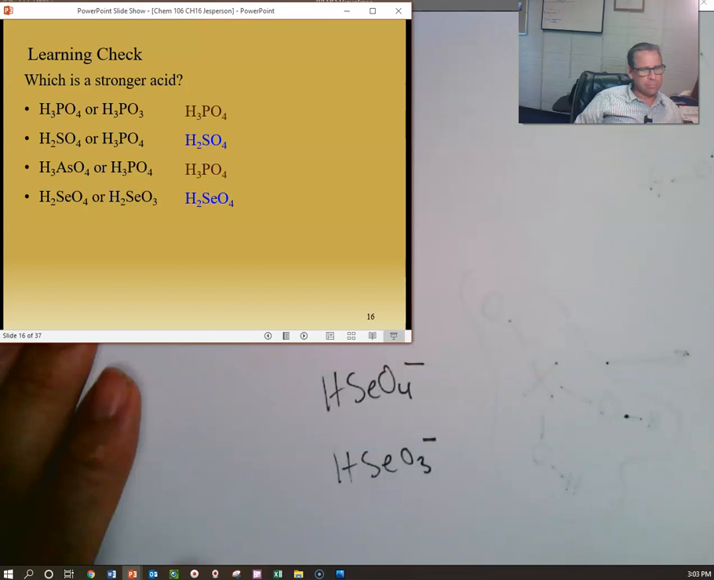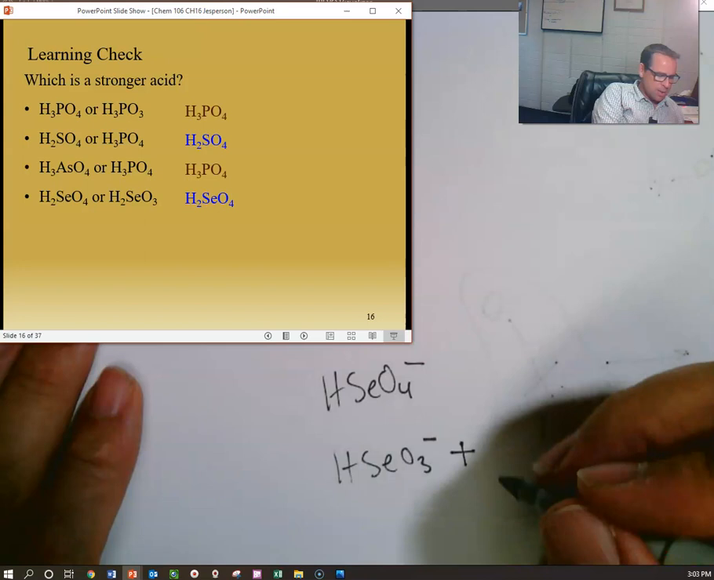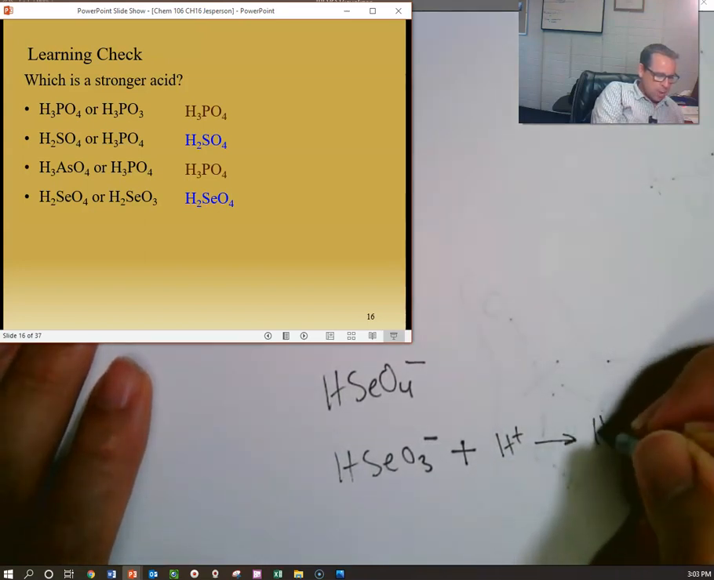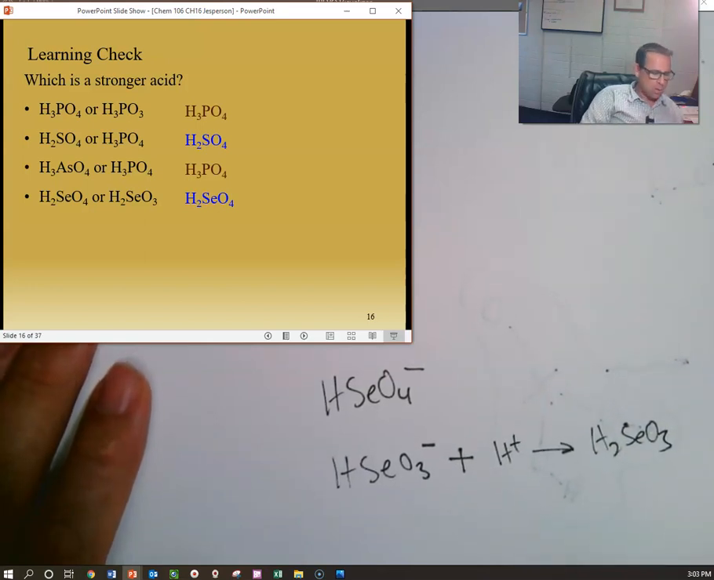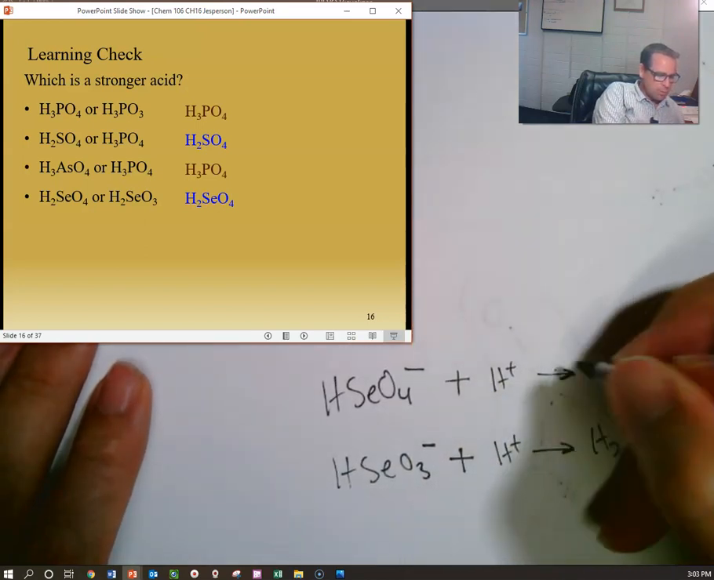So is it the stronger the base, the weaker the conjugate acid? Is that what we were talking about before? That's right. Very good. So would it be the HSeO3 minus? Because if this compound is going to behave as a base, it means it's going to take a hydrogen and form H2SeO3, right?